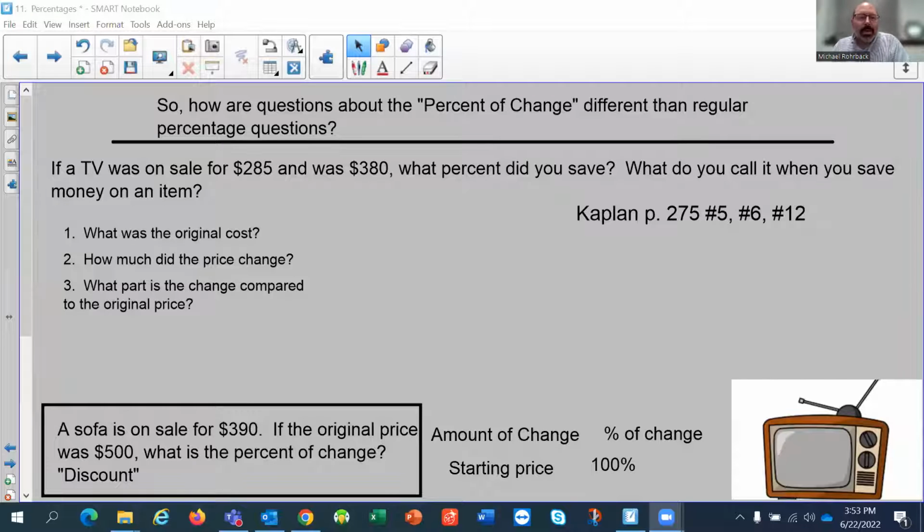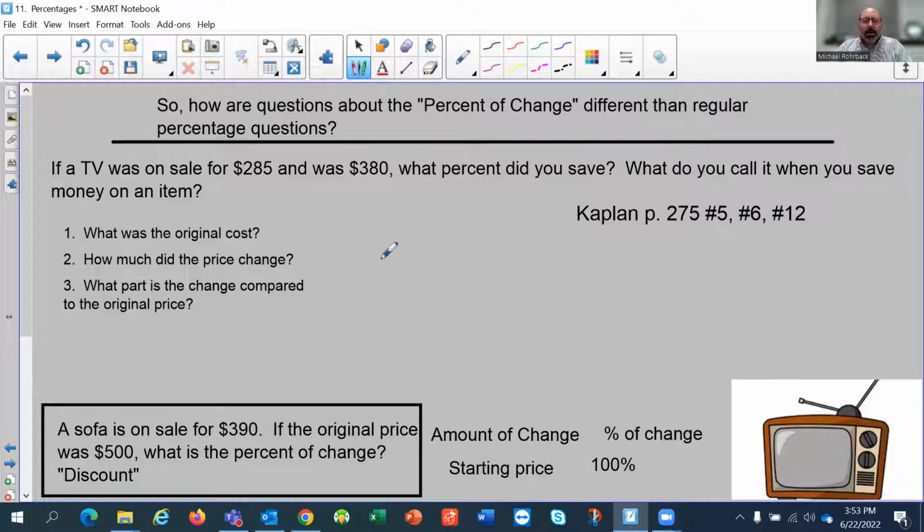Hello and welcome. We are going to be doing a few problems, just three, from page 275 in the Kaplan book. And we're going to be talking about a type of percentage question called percent of change. This is not a huge deal on the GED or the HISET, but this is a topic where if you know what you're doing and you understand the question, you will 100% get these right. So it's worth it to take the time to go over this concept.